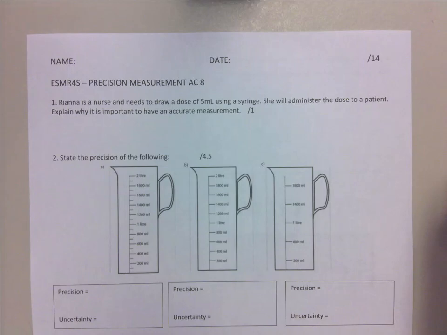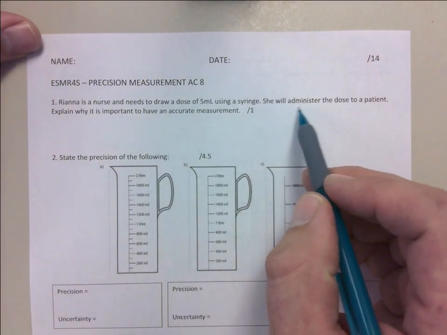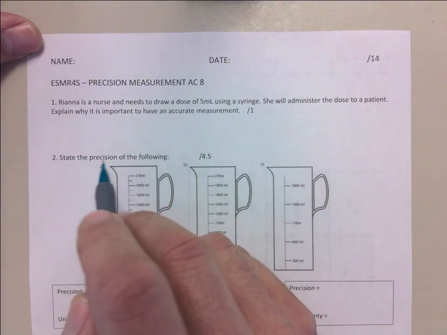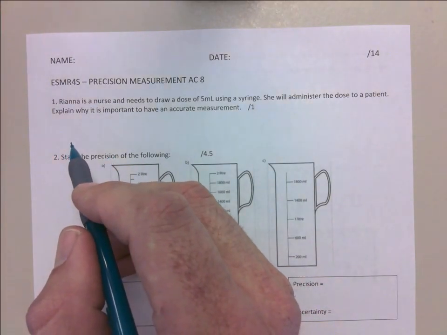Rihanna is a nurse and needs to draw a dose of 5 mLs using a syringe. She'll administer the dose to a patient. Explain why it is important to have an accurate measurement. You can talk about the extremes, right?